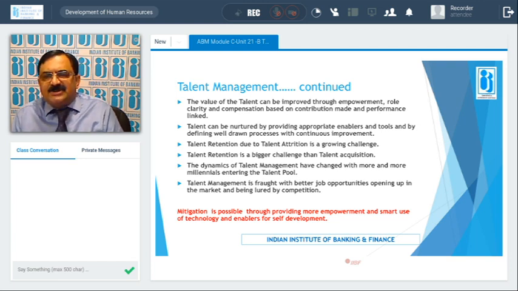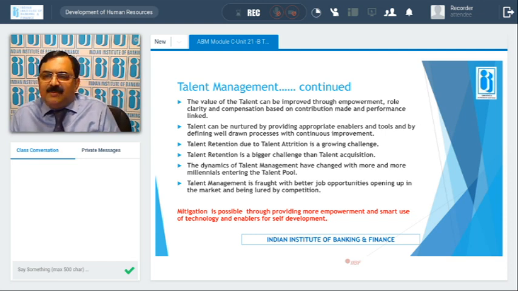Now, talent retention due to talent attrition is a growing challenge. There are so many factors which contribute to this. It could be the competition, the market conditions, and the growing expectations of the talent. So, talent retention is a very important point to be kept in mind as part of talent management. How do you manage the attrition and how do you retain the talent? It's a bigger challenge today.